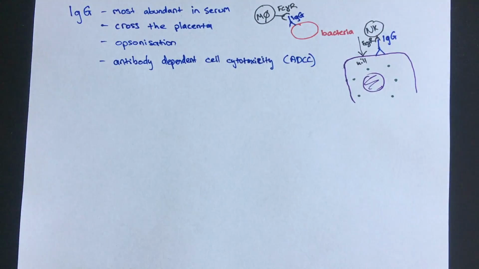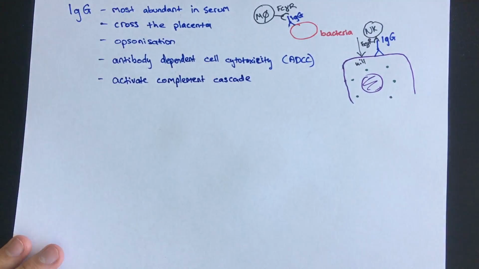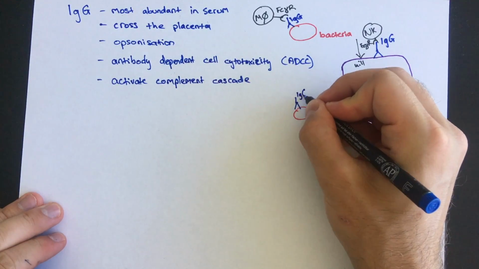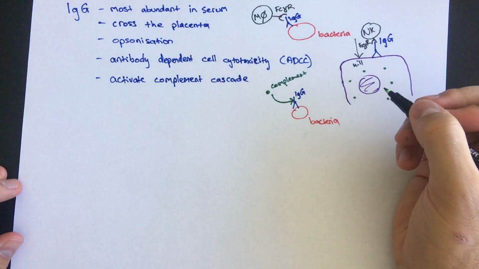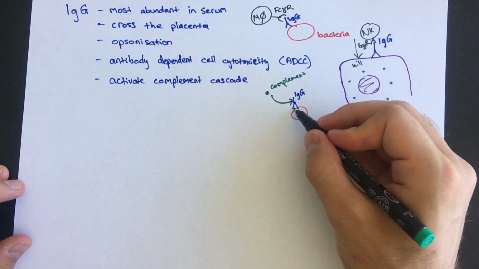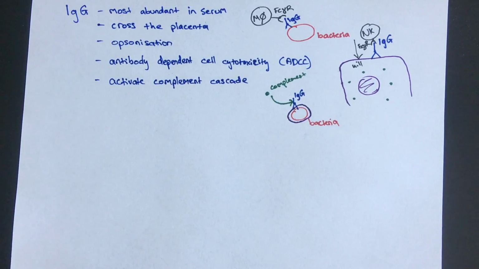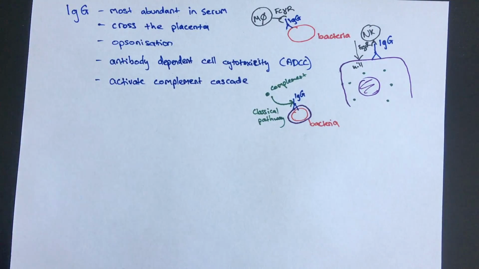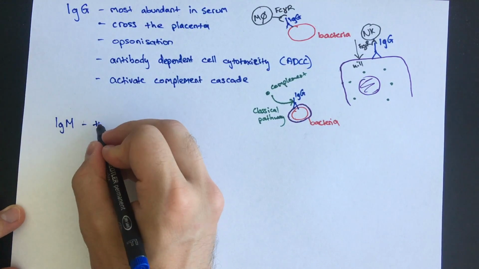The final function of IgG is to activate the complement cascade. If a bacterium invades and IgG binds the bacterium, complement can bind to the immunoglobulin and activate complement. This can be quite useful, particularly if a bacteria has a capsule that may prevent complement binding directly to it. Antibody stimulation of the complement cascade is known as the classical pathway. So that's IgG. It's very important and has many functions.